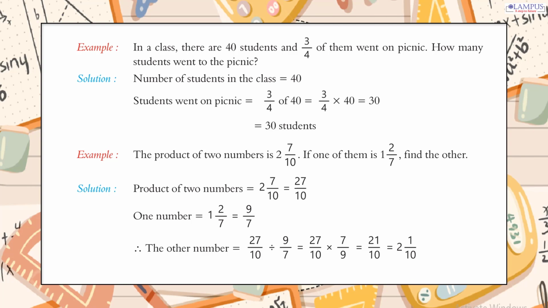Example. The product of two numbers is 2 and 7/10. If one of them is 1 and 2/7, find the other. Solution. Product of two numbers equals 2 and 7/10 equals 27/10. One number equals 1 and 2/7 equals 9/7. Therefore, the other number equals 27/10 divided by 9/7 equals 27/10 multiplied by 7/9 equals 21/10 equals 2 and 1/10.